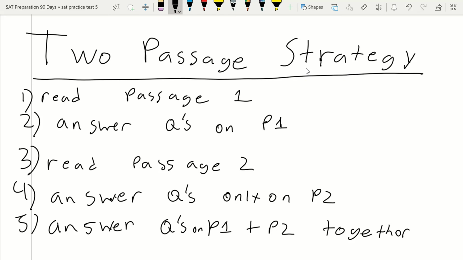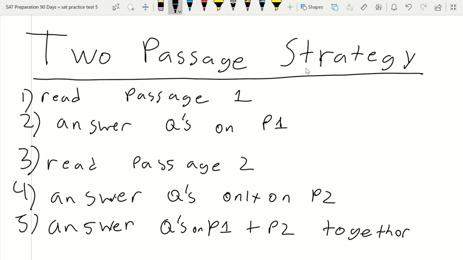Oftentimes passage 1 and passage 2 in paired passages like this are going to be about a similar topic, right? You'll have one that makes one argument and one that contrasts that argument, or one person that advocates one thing, and the other goes against it, or goes for it but with a different slant, and things like that. So they're often on a similar topic. So by reading passage 1 and answering the questions on passage 1 first before reading passage 2, it's going to prevent you from confusing the two and getting an answer wrong.